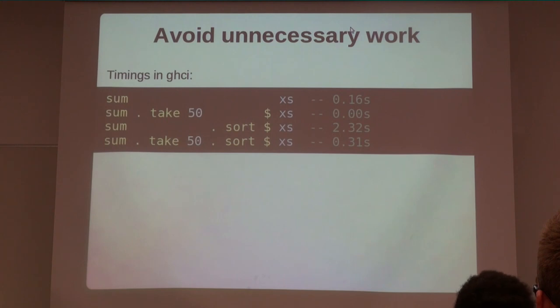So then I say, well, what if I sum the sorted list? In that case, it takes 2.32 seconds. So to sort the entire list and add them up takes 2.32 seconds. But if I do what I did on the previous slide, sort the list, take the first 50 elements and sum them up, it only takes 0.31 seconds. So it's clearly not having to do the entire sort before it's able to take the first 50 and add them up, which I thought was pretty cool.